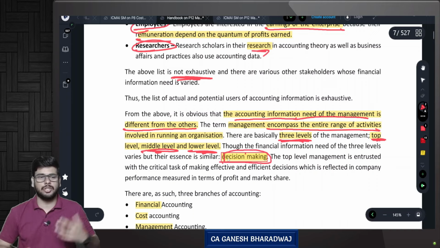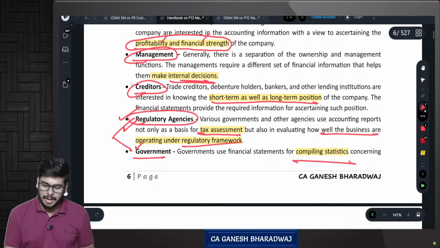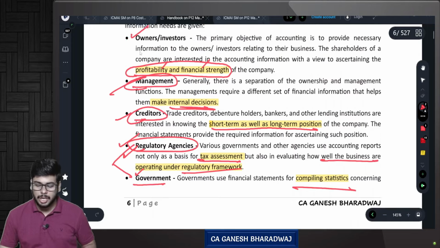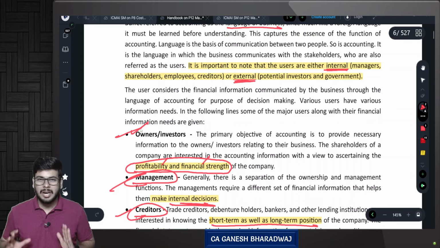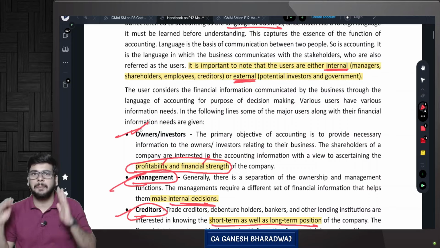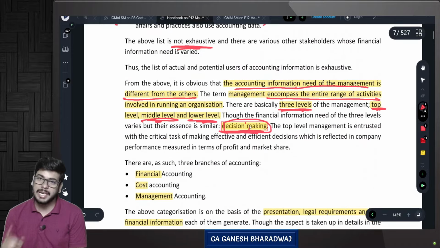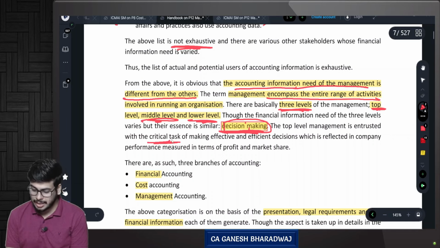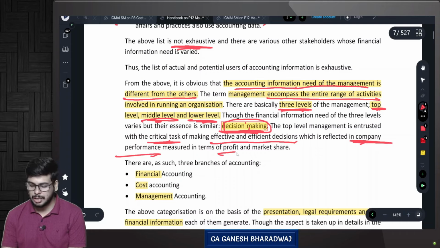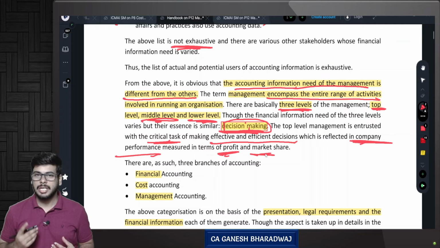So broadly speaking, though there are so many users of financial information, we saw employees, researchers, government, regulatory bodies, creditors, management, and the owners of the company, management's requirement of data is slightly different. That's why we have a separate branch of accounting called management accounting, with an objective of what? Decision making and control. The top level management is entrusted with the critical task of making effective and efficient decisions, which is reflected in the company's performance and is measured in terms of profit and market share. That's why even our CMA Institute says behind every successful decision, there is always a CMA.